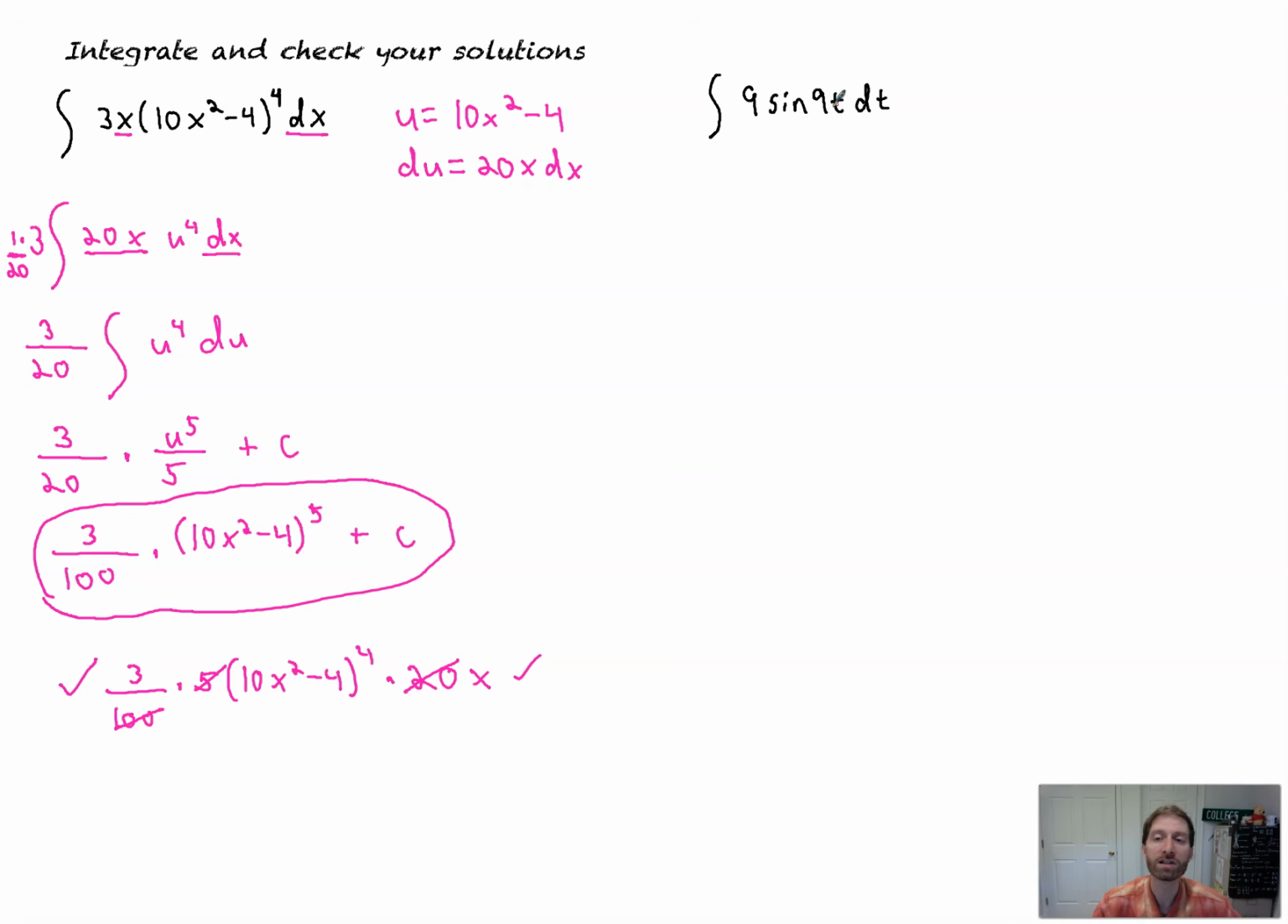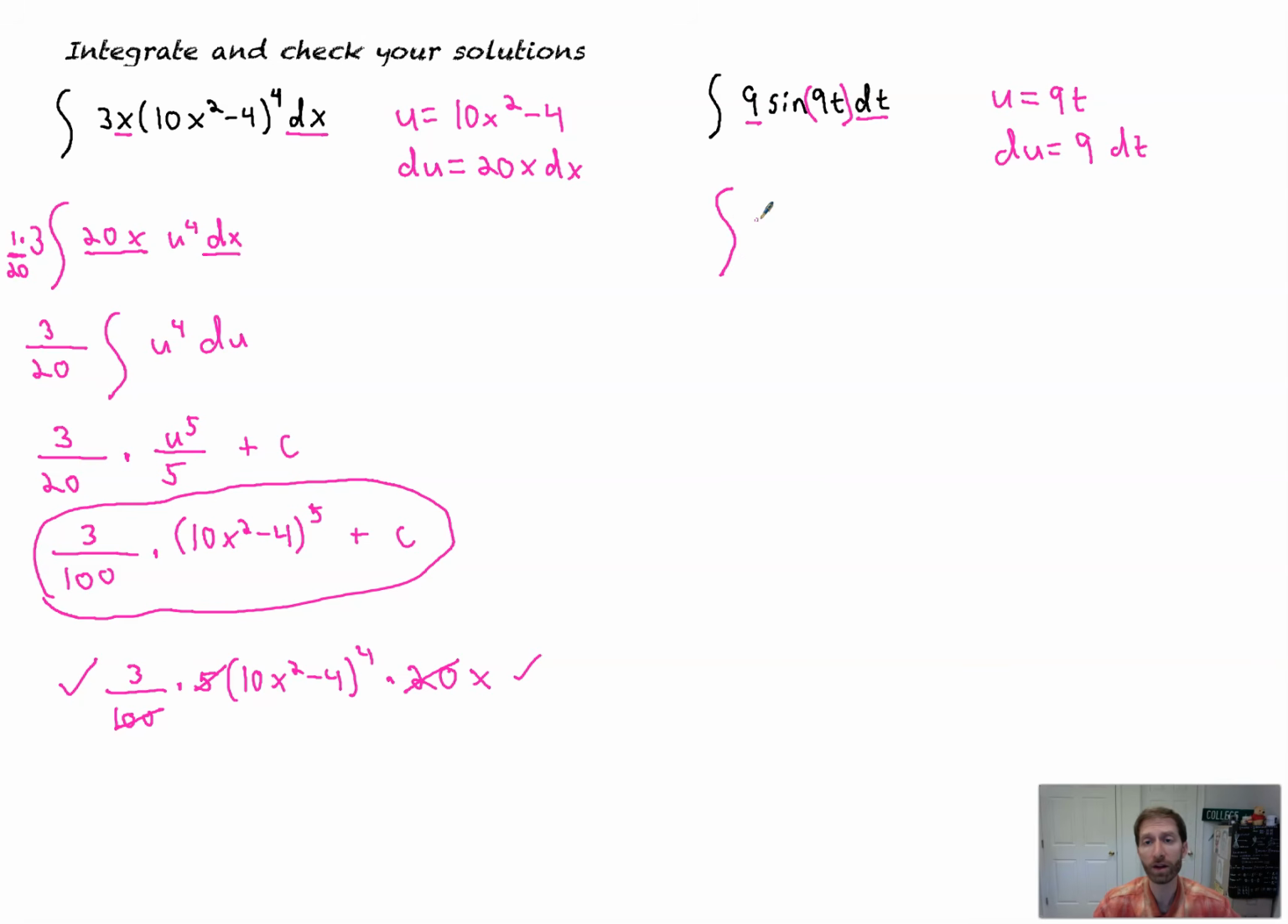All right, last but not least, your innermost function is often going to be your u value. No difference here. So we're going to let u equal 9t, right? That's the inner function in here. So we take the derivative. du is equal to 9, in this case, dt. Look at that. We have the exact 9 dt. It won't always work out perfectly like that, but when it does, sweet. So this is equal to du.